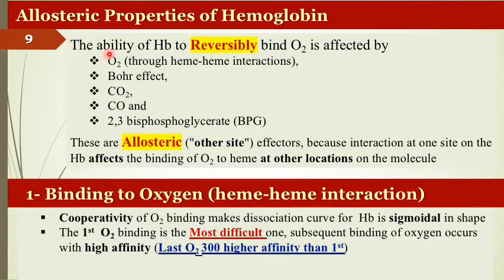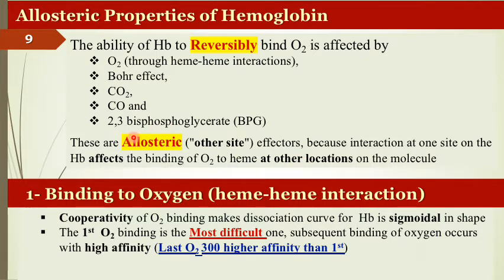The first allosteric modifier is oxygen, and we have discussed oxygen. Oxygen leads to heme-heme interaction. We are going now to explain the Bohr effect, carbon dioxide, carbon monoxide, and biphosphoglycerate. These are allosteric effectors, because interaction at one site or one heme on the hemoglobin affects the binding of oxygen at other hemes and other locations in other polypeptide chains.